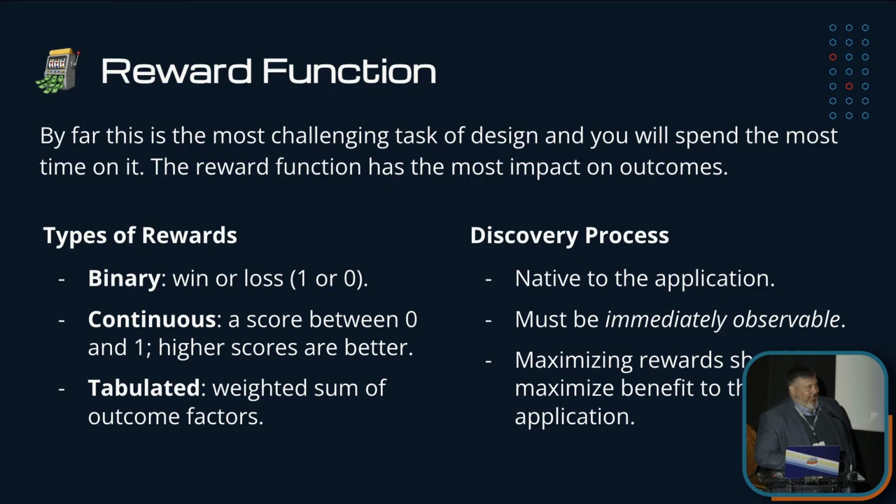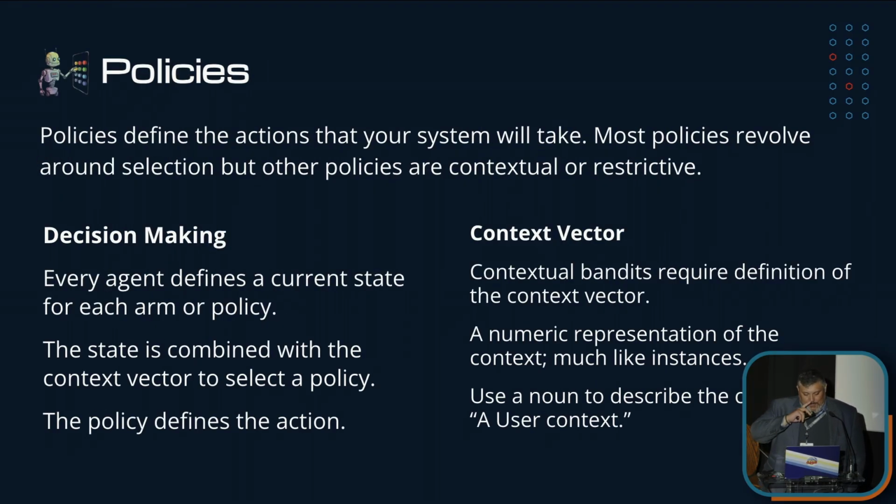And then this might be obvious, but it does trip people up: maximizing the rewards should maximize the benefit to the application. So you're not trying to minimize costs, you're trying to maximize rewards. A lot of times people come up with great rewards and realize that the application is going sideways, and it's because those rewards aren't actually what you wanted. That was not the outcome you were looking for. So the rewards have to maximize the benefit that you want. And we'll have a couple of examples of that here shortly.